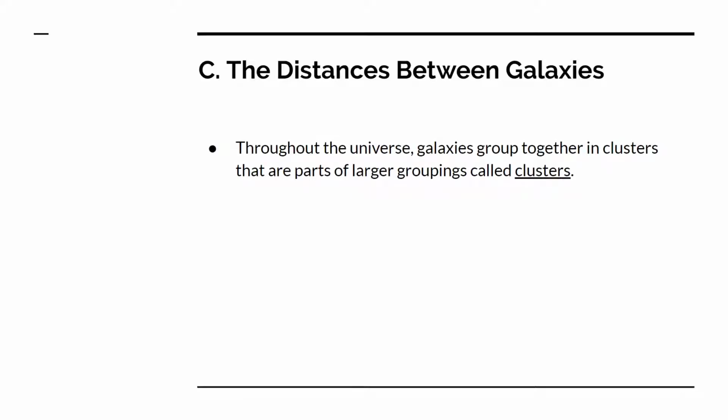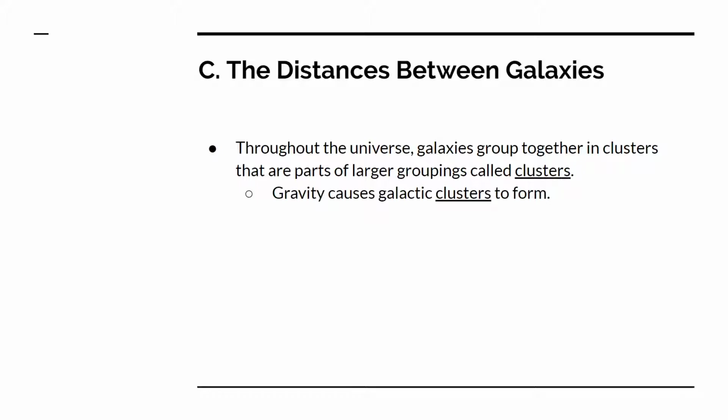And if you thought that was crazy, throughout the universe, galaxies actually group together in clusters that are part of larger groupings called superclusters. I probably should say superclusters, but regardless, galaxies are in clusters. So a cluster of stars is called a galaxy, and a cluster of galaxies is called just a cluster.